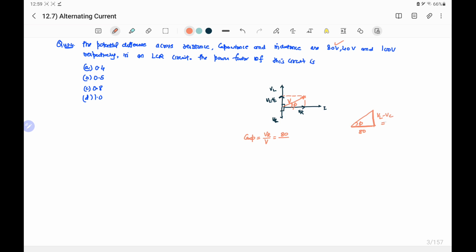Voltage across the inductor is 100 volt and voltage across the capacitor is 40 volt, so the net is 60 volt. Therefore, base is 80 and perpendicular is 60, so hypotenuse will be equal to 100. So we can write this voltage V is 100 and it is equal to 0.8. Hence option C is the correct option.